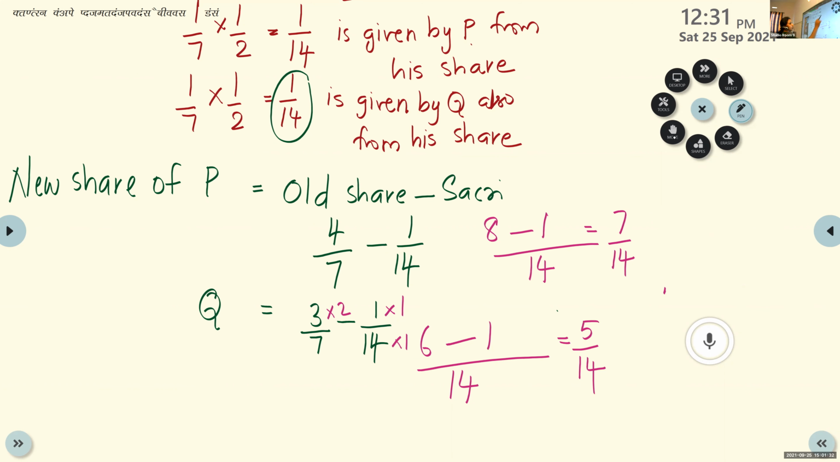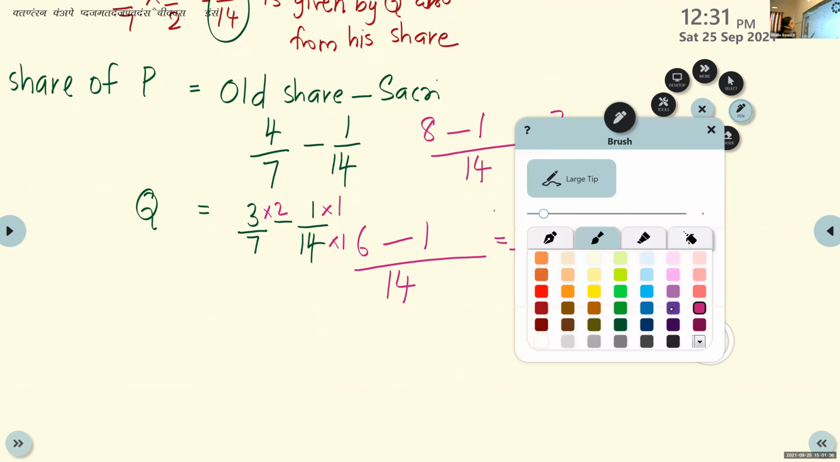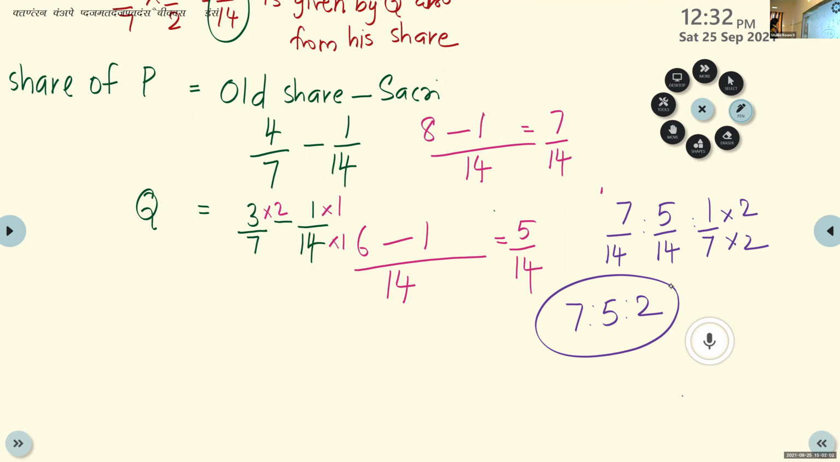Okay. Now come to the last part. How much is it? 7/14 is P's, 5/14 is Q's. How much is R? 1/7. Okay. Make the denominators equal. How do you make it equal? Multiply it by 2. So you get 7:5:2. This is the answer.